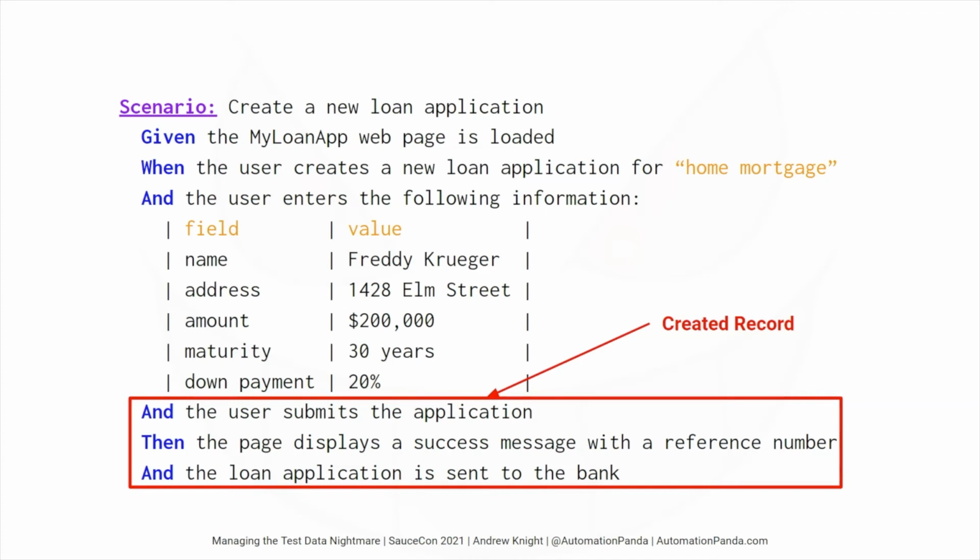As a side note, this test dynamically creates the loan application. This is an example of dynamic product data preparation that we covered earlier.